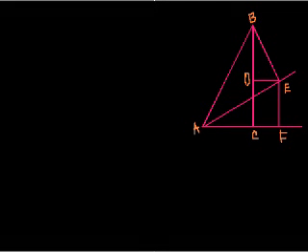Welcome back. We'll now try to see what trigonometric identity we can come up with if we start off with cosine of alpha plus beta. Let's see if we can rewrite this as another combination of cosines and sines of alpha and beta.